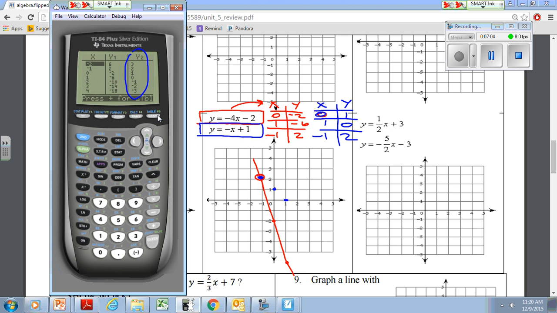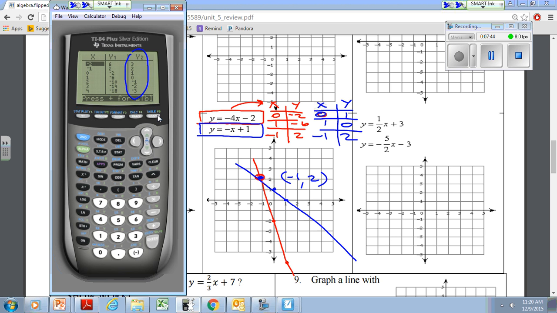The solution to a system of equations, in English, the answer when you have 2 equations, is where they crisscross. The solution to a system of equations is the coordinate where they intersect. So let me do my blue thing. You have to write whatever comma whatever as the answer. So the solution is -1, comma 2.